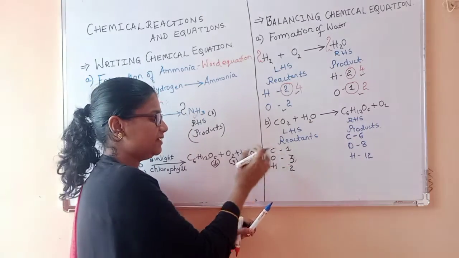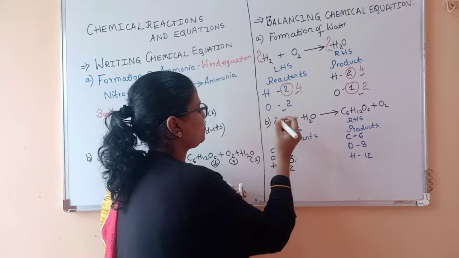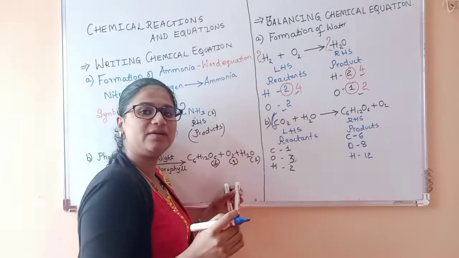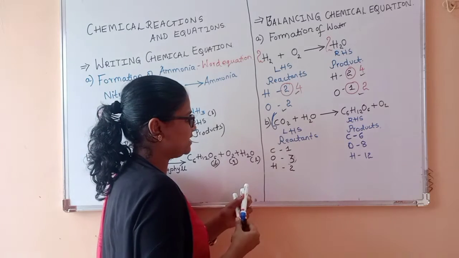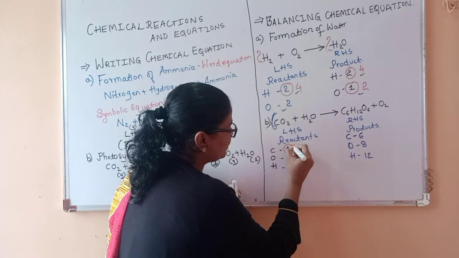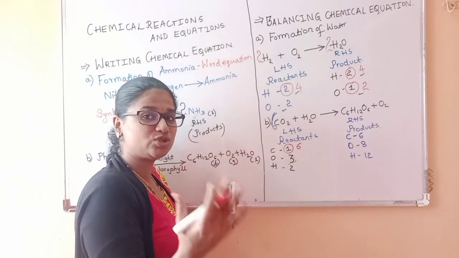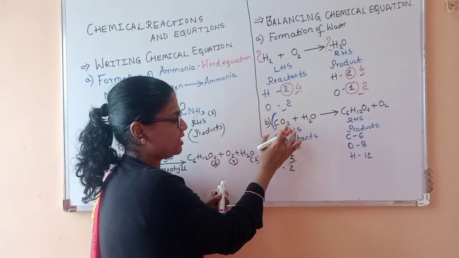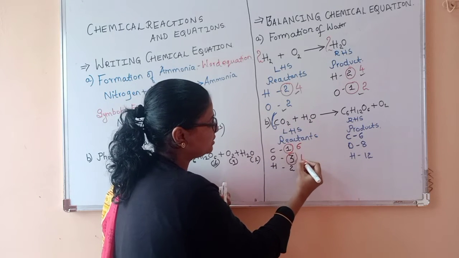I want 6 here. So what I am going to do? I am writing 6. So 6C. So here the number of atoms of carbon became 6. But one more atom changed, that is oxygen. 6 2s are 12. 12 plus 1, 13. It became 13.